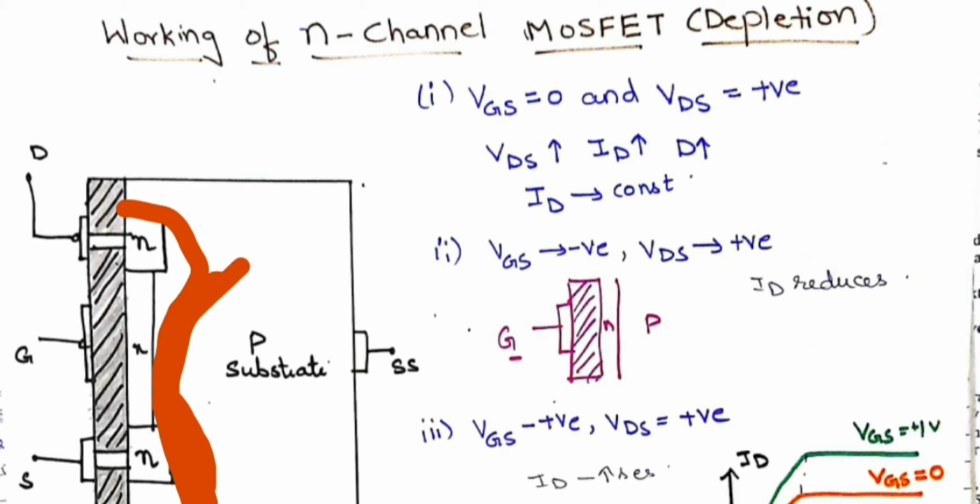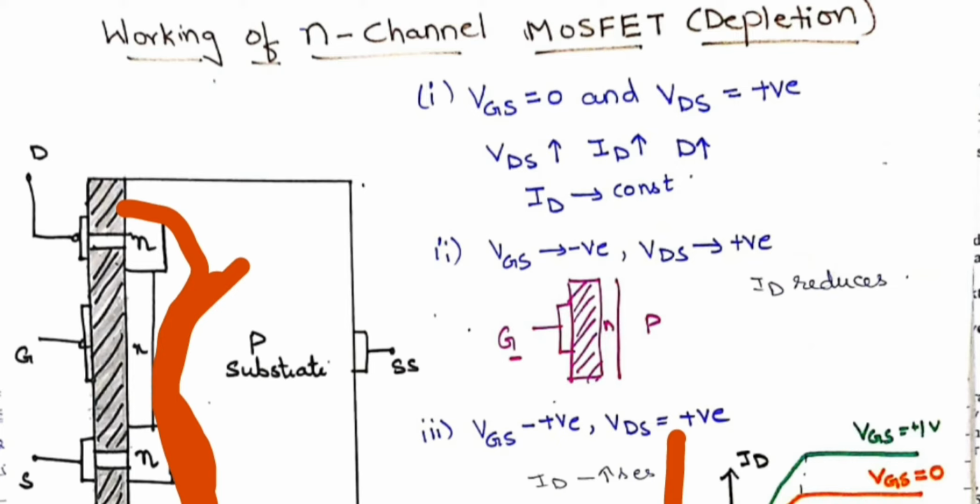Therefore, let us draw the characteristics of VDS versus ID, for VGS equal to 0. Initially the current will be increasing. When VDS reaches the pinch-off voltage, the current will remain constant.